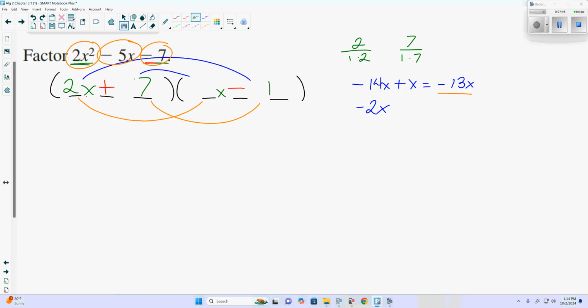So if we look at this here, 2x times negative 1 is negative 2x. 7 times x is plus 7x. Negative 2x plus 7x, negative 2 plus 7, is 5x. Is that the middle term we wanted? Yes and no. Yes, it is 5x, but we need it to be negative, yes?